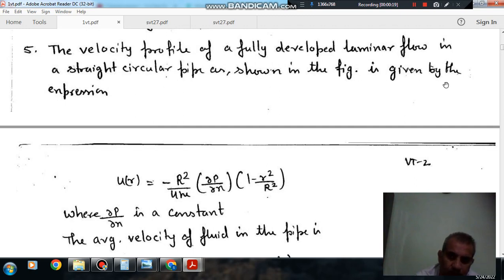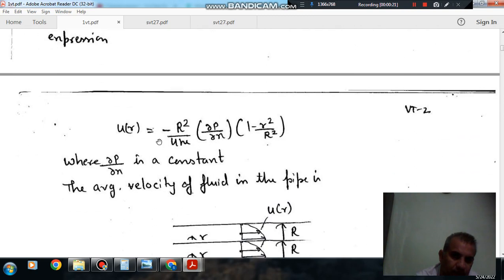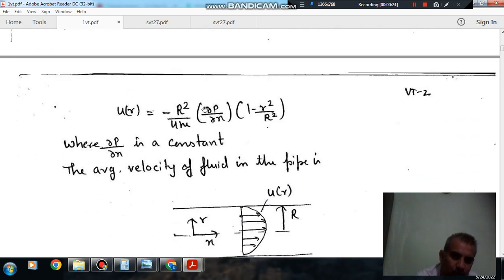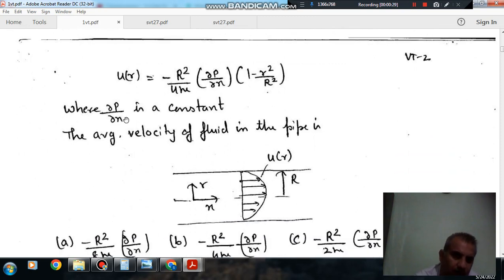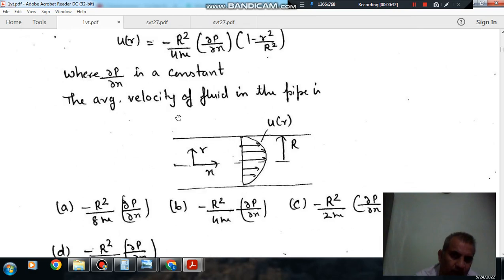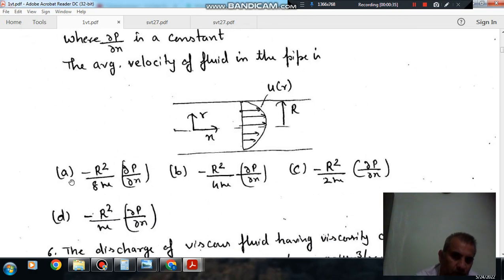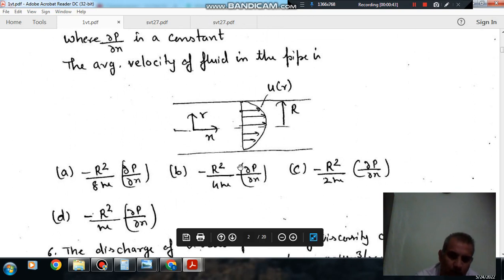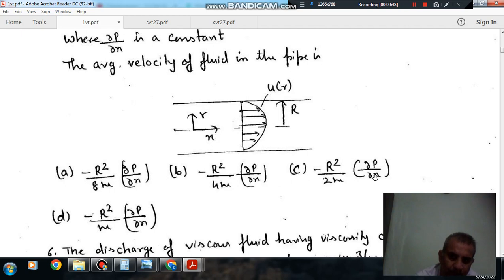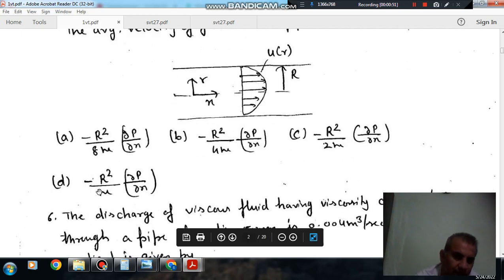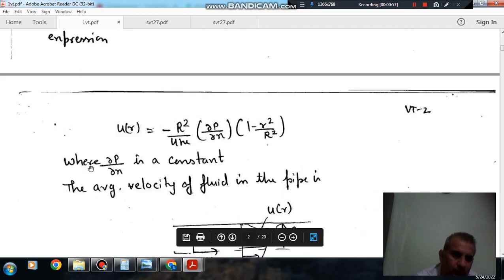u(r) is equal to minus R square by 4 mu, ∂p/∂x, bracket 1 minus r square by capital R square, where ∂p/∂x is a constant. The average velocity of fluid in the pipe is: option A, minus R square by 8 mu ∂p/∂x; B, minus R square by 4 mu ∂p/∂x; C, minus R square by 2 mu ∂p/∂x; option D, minus R square by mu ∂p/∂x.